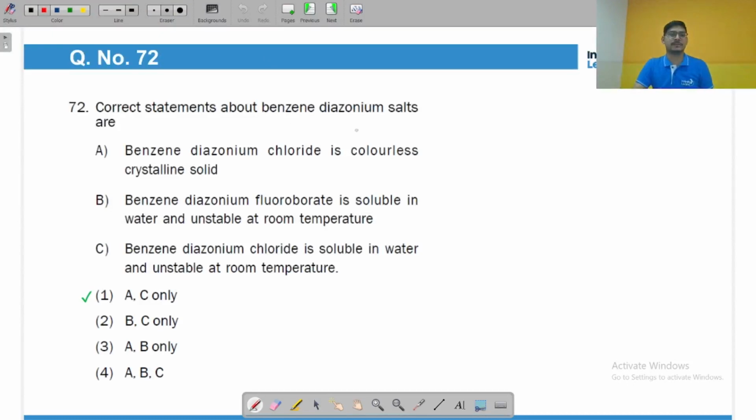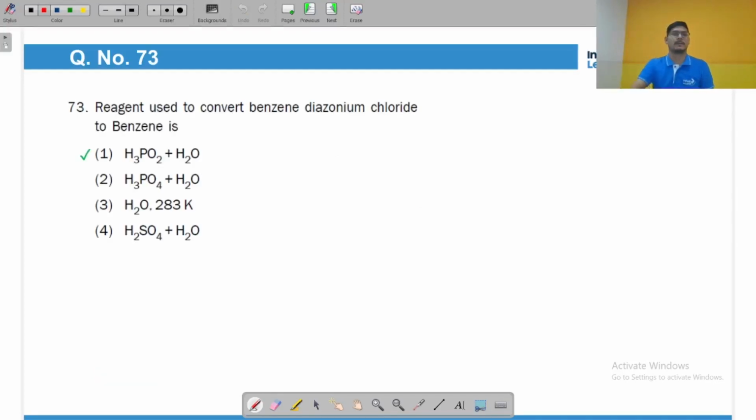Correct statements about benzene diazonium salts are A and C, because benzene diazonium fluoroborate can be isolated as dry solids, so technically they are stable at room temperature. Reagent used to convert benzene diazonium chloride to benzene: of course it is reduction, so we will use a reducing agent, which is H3PO2, right? The others will lead to the formation of phenol.